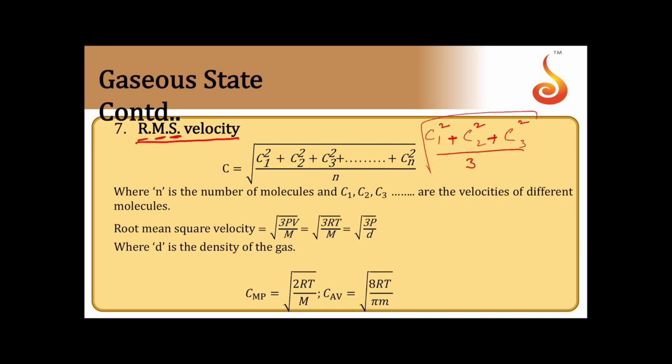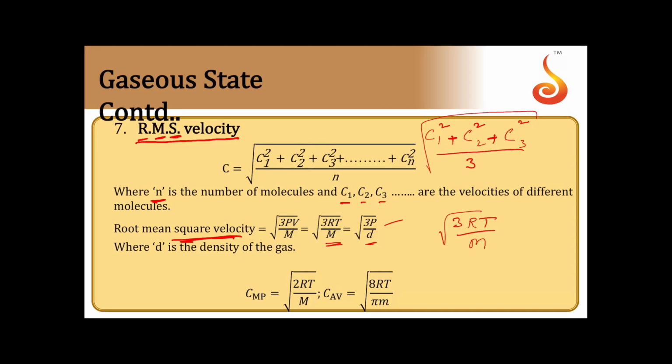So N is the total number of molecules here, and c1, c2, c3 are the velocities of different molecules. RMS velocity can also be given by other relations as root 3PV by m, or root 3RT by m, or root 3P by D, where D is the density and P is the pressure. The main formula we use in various cases is the square root of 3RT by M. This is mainly used in various problems regarding root mean square velocity.